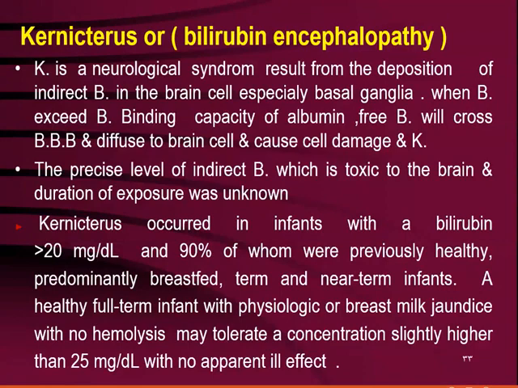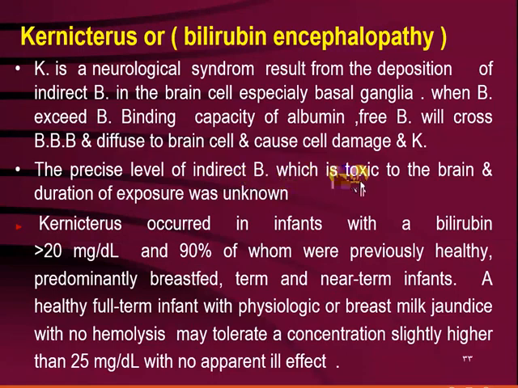Now we talk about kernicterus. Kernicterus is a neurological syndrome resulting from deposition of indirect bilirubin in the brain cells, especially the basal ganglia. When the bilirubin exceeds the bilirubin-binding capacity of the albumin, free bilirubin will cross the blood-brain barrier and diffuse to brain cells, causing cell damage and kernicterus, or what is called bilirubin encephalopathy.